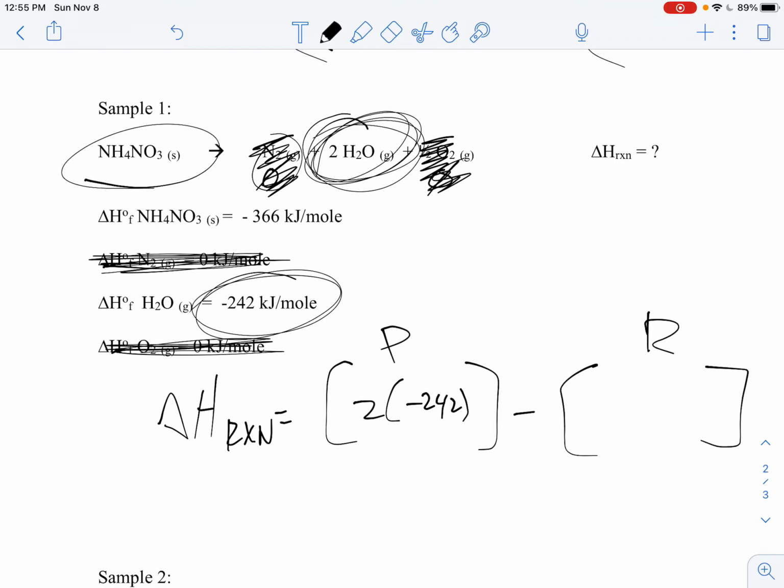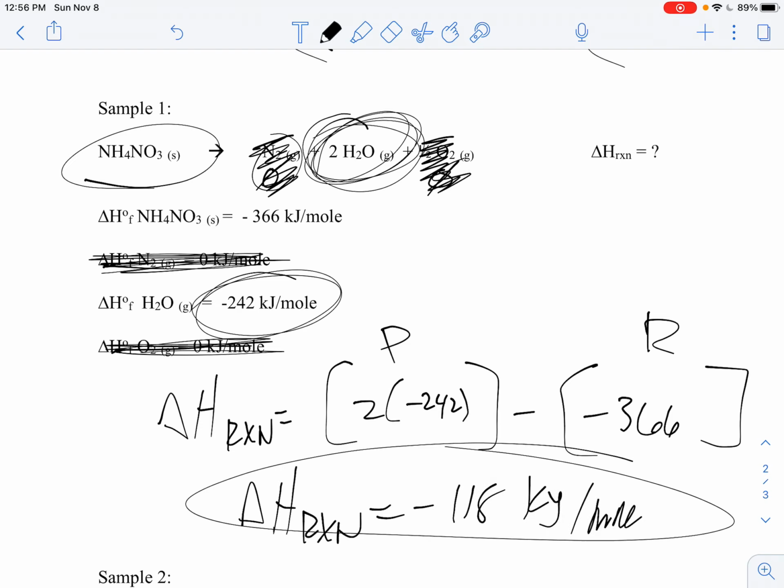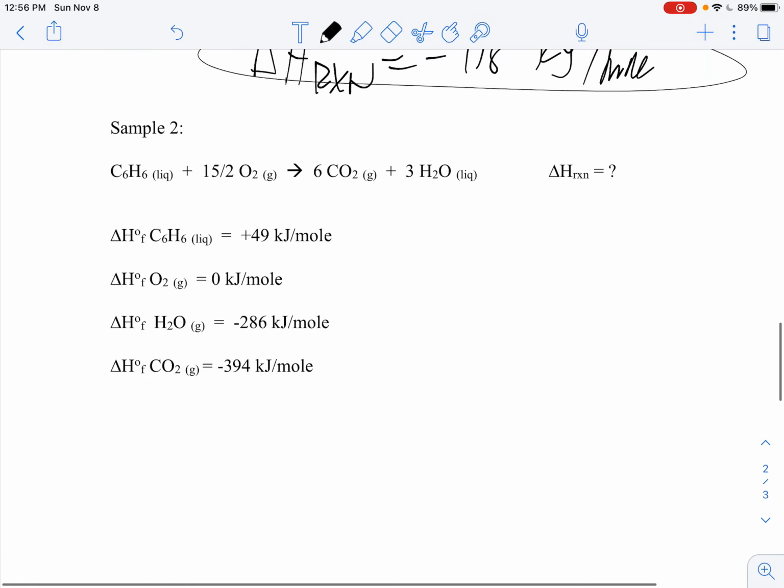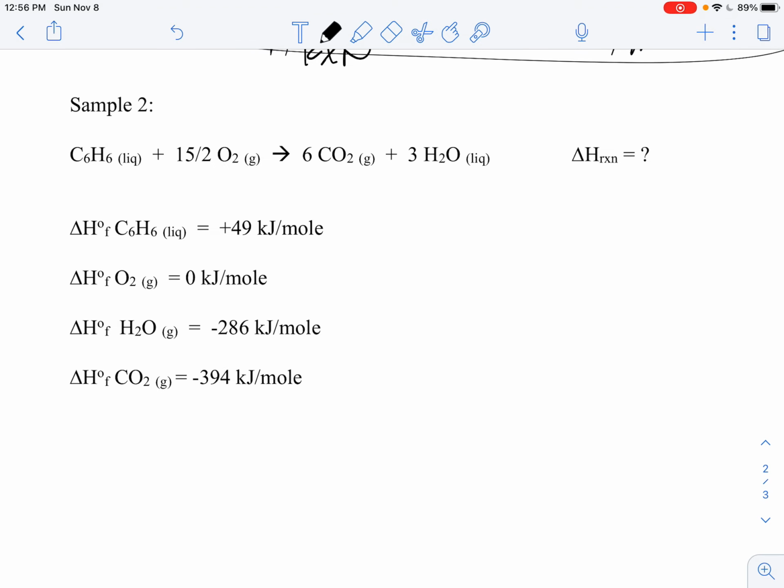And then I'm going to subtract my reactants. What do I have for reactants? I have 1 of this ammonium nitrate here. So I'm going to subtract from that negative 366. So I've got two negative 242s, and I'm going to subtract the negative 366. So 242 negative twice, and then I'm going to end up adding the 366 because I'm subtracting a negative. So I end up with a negative 118 as the delta H of my reaction, negative 118 kilojoules per mole. See how easy that is? Products minus reactants, and you move on with life.